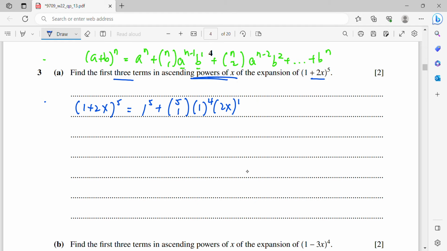Because ascending powers of x means that the degree of x is increasing. So then plus 5C2, after that 1^3, then (2x)^2. So that's all, because we need to find the first three terms. But this is not the full expansion, therefore I just write plus dot dot dot. Now when you simplify, 1^5 is 1, 5C1 is 5, then you times 1^4 which is still 1, then 2x, it will be 10x. Then for 5C2 times 1 cubed times (2x) squared, you just use a calculator, everything will be 40x squared. So these are my first three terms in this expansion.